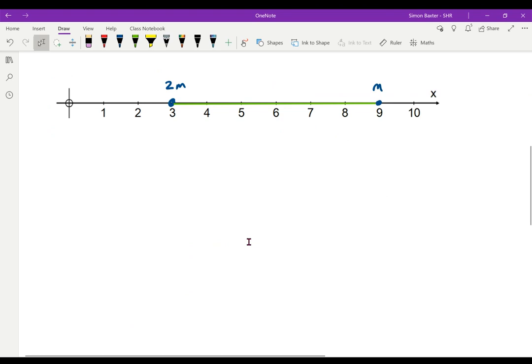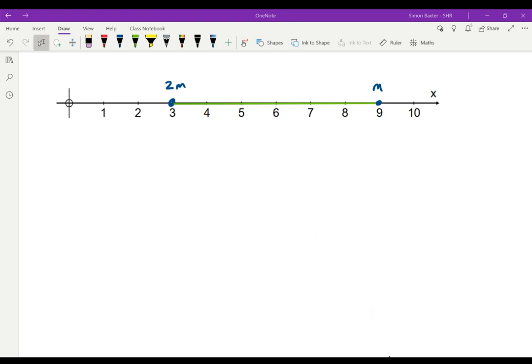Suppose now that we have two unequal masses. Let's suppose that we have a mass of 2m at x equals 3 and a mass of m at x equals 9. What do we mean now by the balance point? If we tried to balance by the middle point, I think you can see that the 2m would fall down and that the m would go up. So our balance point has got to be somewhere back this way.